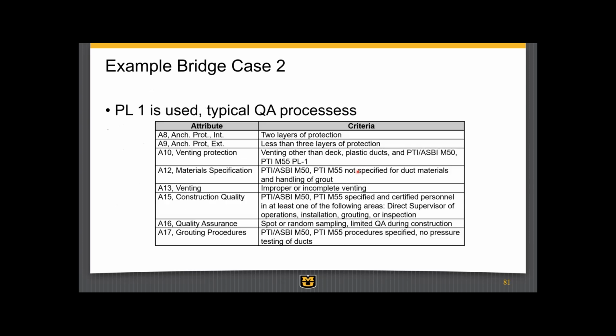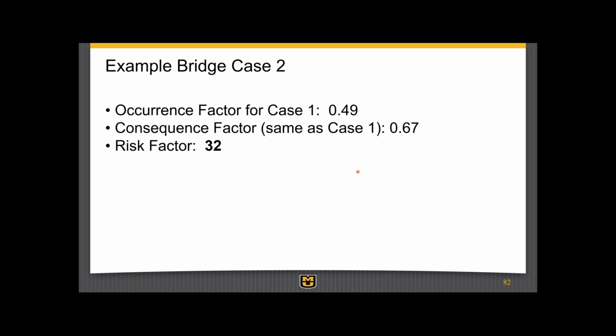Okay. In case 2, we've got a different set of criteria here. We're only using PL1, sort of typical QA processes. So that results in a higher risk scale, not surprisingly. And so the occurrence factor for case 2, there's a typo, sorry, for case 2 is 0.49. The consequence factor, same as case 1, is 0.67. So then the risk factor for that bridge turns out to be 32.